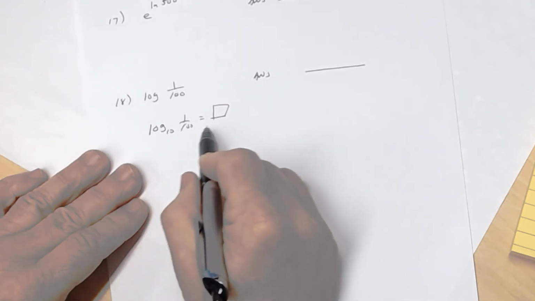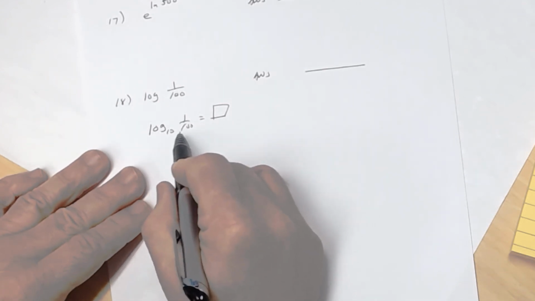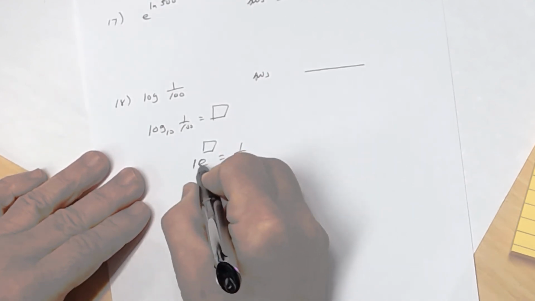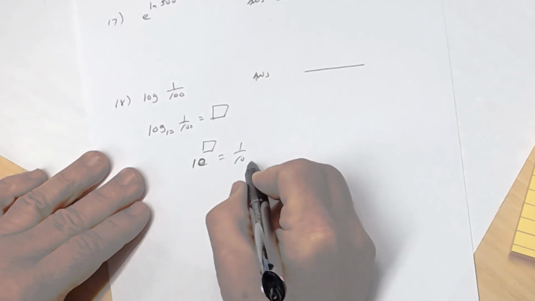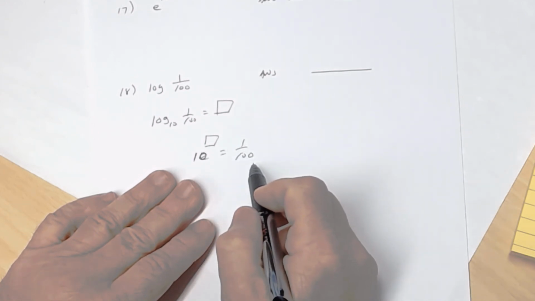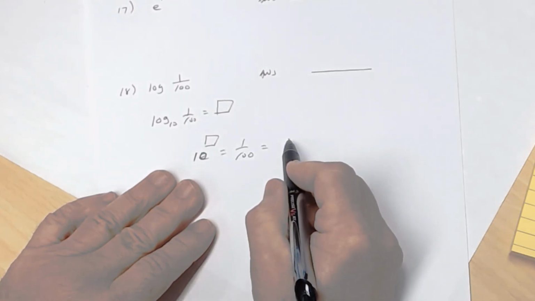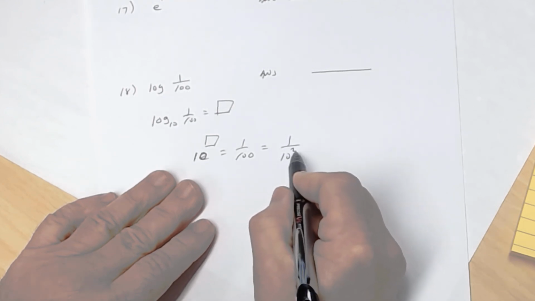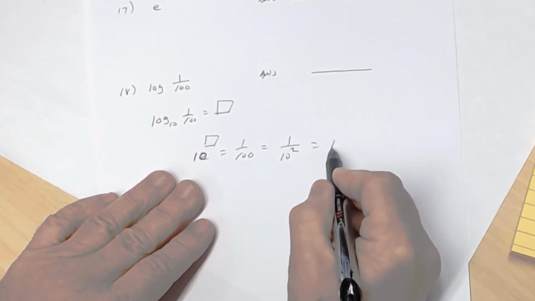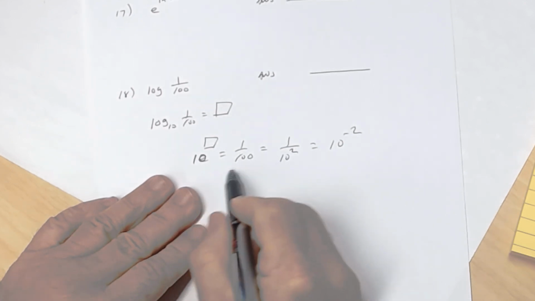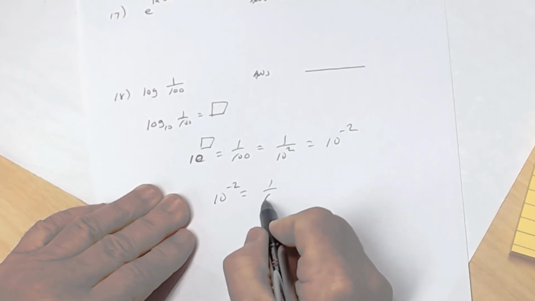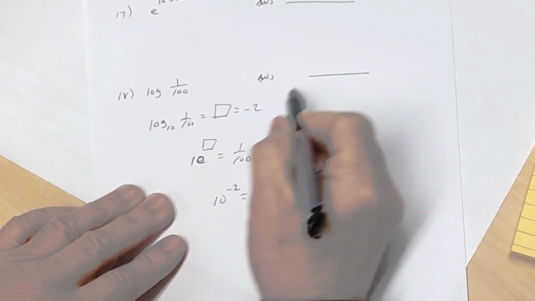So let's change this log equation to exponential. So 10 to the box. 10 to what exponent equals 1 over 100? Don't say 2, because 10 squared is 100, not 1 over 100. But you do know that 100 is 10 squared, and you also know that you can write 1 over 10 squared as 10 to the negative second. So therefore, 10 to the negative second is equal to 1 over 100. So the answer is negative 2.